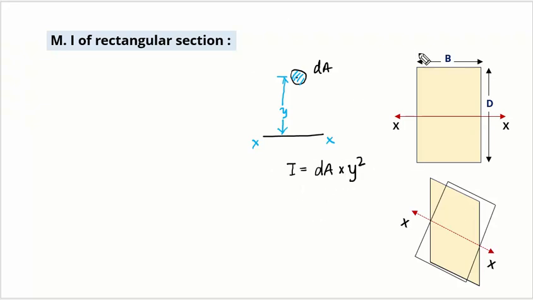This is fine, but here I cannot do it because the entire area is spreading from one side of this axis of rotation to the other side. If I take y, it will be coming at the center over here. So this concept will not be valid for this rectangular section. We have to use some other additional method in order to find the moment of inertia of this rectangular section about the axis of rotation xx. So let's see how we can proceed.